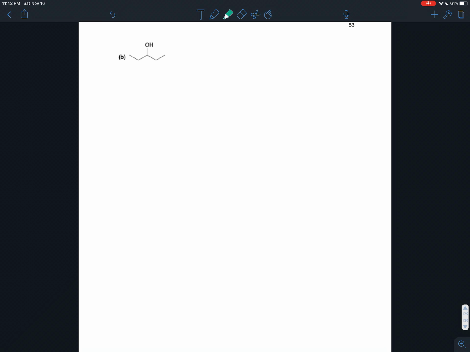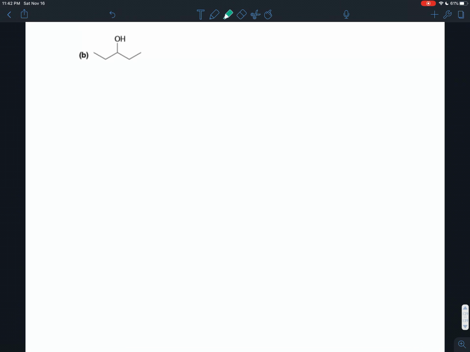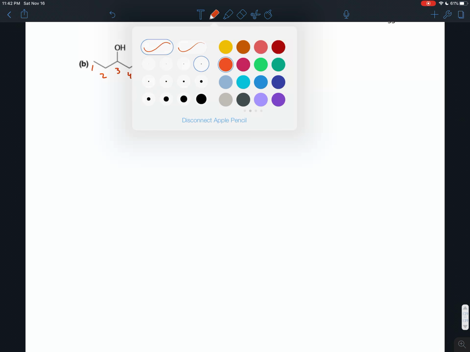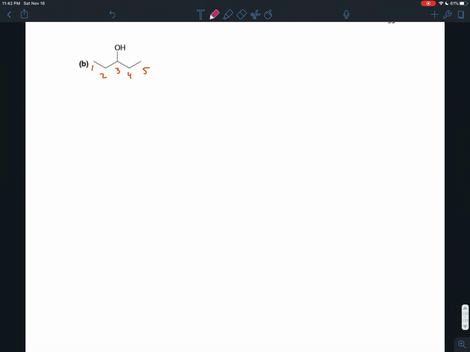Okay, how about B? Well, in B, one thing you will notice is that we have an odd number of carbons. There's 1, 2, 3, 4, 5 carbons. And what that means is that we're going to have to use carbon dioxide. So in this reaction, we're going to use both acetonitrile and carbon dioxide.